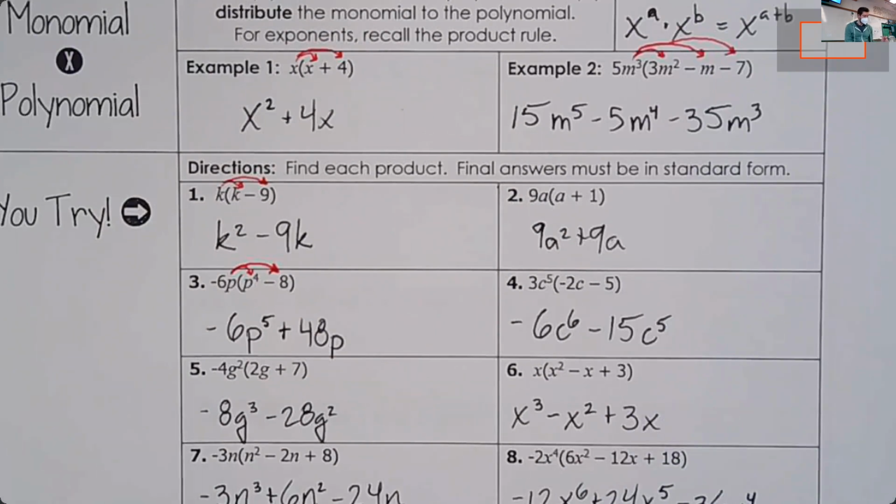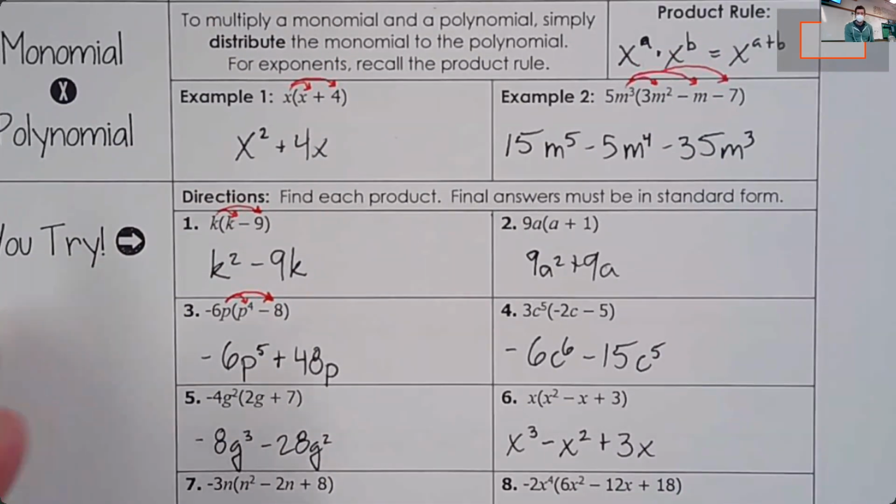Okay, so let's start taking a look at these. I've got most of the answers written down through number 14. I don't have 13 and 14 yet, so we can take a look at those together. So starting with number 5, we should have negative 8g to the third minus 28g squared. Number 5, negative 8g to the third minus 28g squared.